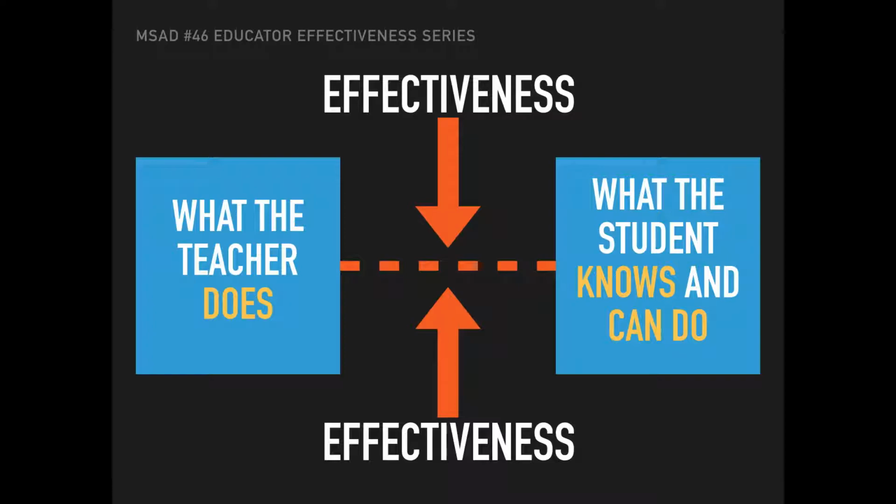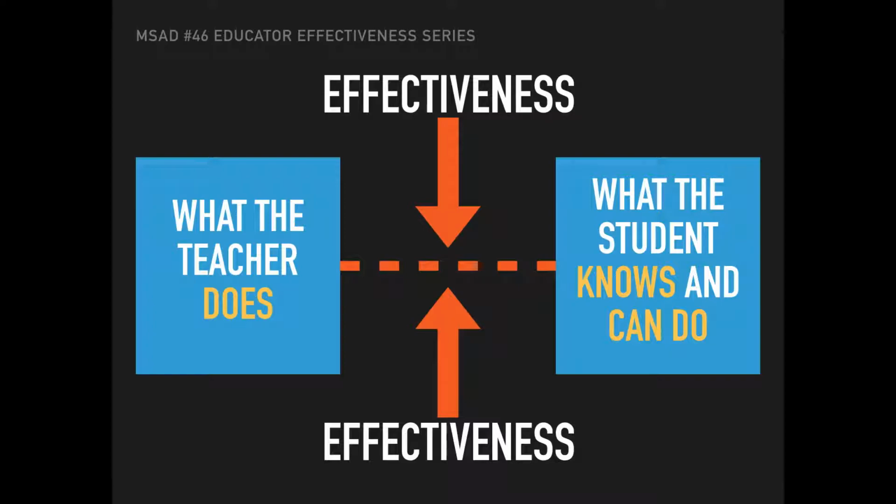Effectiveness is that bridge, that connection, that connective line between what the teacher does and what the student knows and can do. That middle ground, that's effectiveness. And that's what we're focusing on. That's what this entire teacher evaluation system is based on: growth, development, and effectiveness.